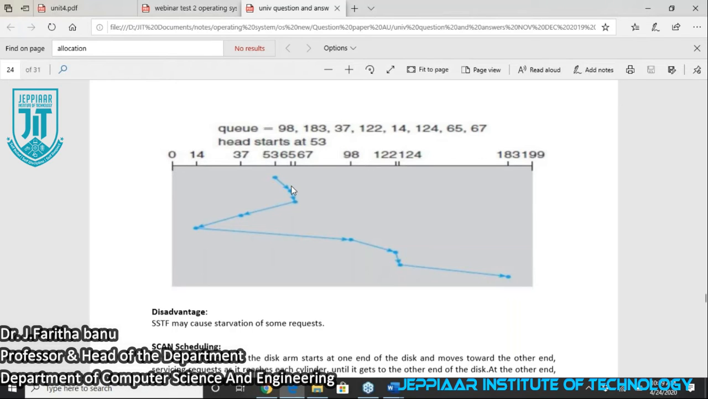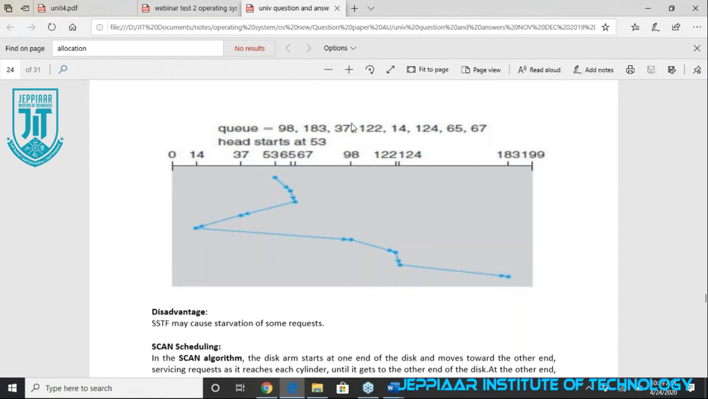Again, from 65 to 67 or 37. 67 is nearer, so you go to 67. From 67, again you have to check which is the nearest block. Check the question: among the unserviced requests, the next nearest is 122. So whether I have to go to 122 or from 67 go to 37. 37 is the nearest, so I'll go to 37.